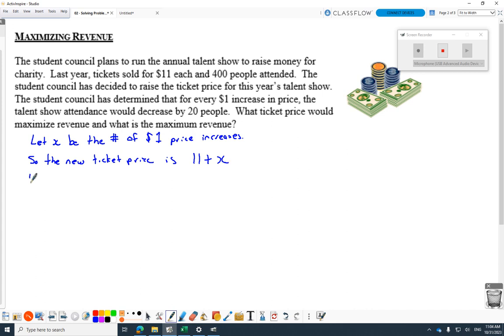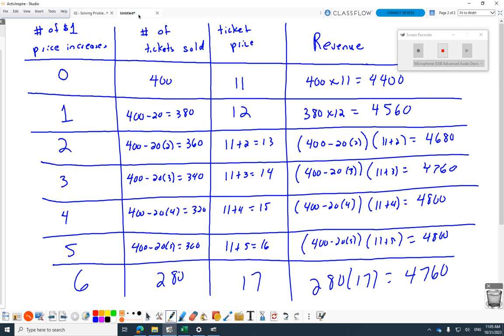We expect to sell tickets. Tough one. How many tickets? If we increase it by x, how many tickets do we expect to sell? Take a look at that column. I tried to set it up here.